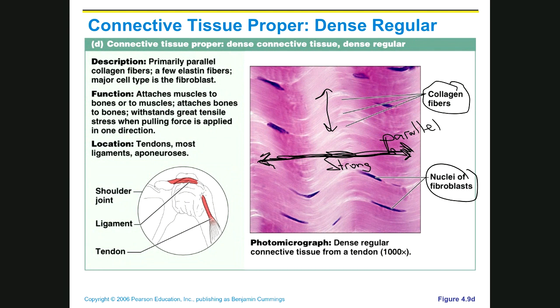Anybody want to guess? It's going to come apart. It's going to pull apart because there aren't any fibers running this way. And look, when I pull it, these little spaces are going to get bigger. These fibers are going to get separated. They're going to pull apart. So in this direction, it's actually weak. So in other words, ligaments and tendons are strong in one direction, but they're weak in a different direction.